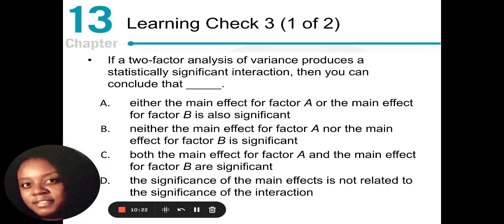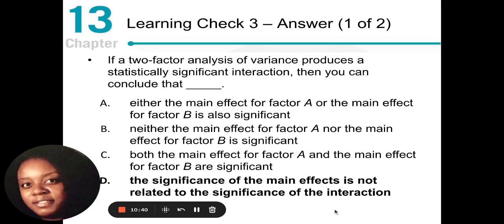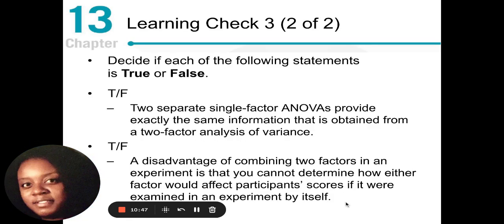So let's go ahead and do another learning check. If a two-factor analysis of variance produces a statistically significant interaction, then you can conclude what? Go ahead and take a few moments to think about the correct answer. And that correct answer is going to be D. The significance of the main effects is not related to the significance of the interaction.